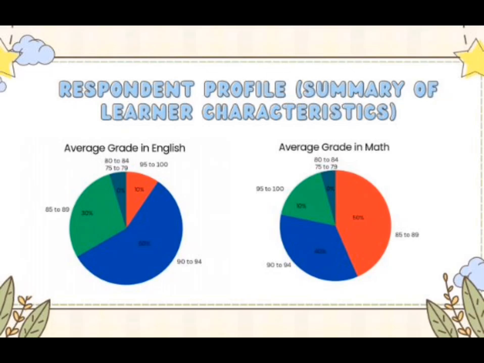Average grade in math. 10% of them answer 95 to 100. 40% of them answer 90 to 94. 60% of them answer 85 to 89, and 0% of them answer 80 to 84 and 75 to 79. These represent the respondent profile summary of learner characteristics in average grade in English and average grade in math.